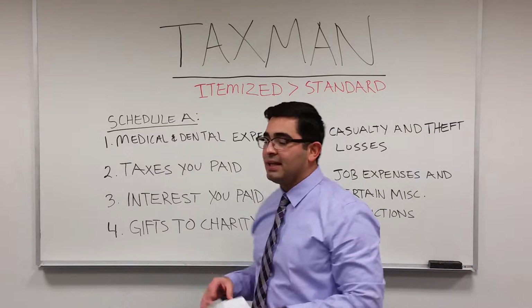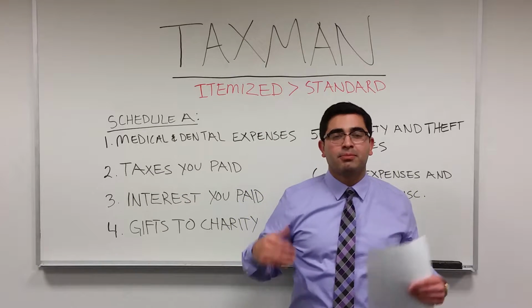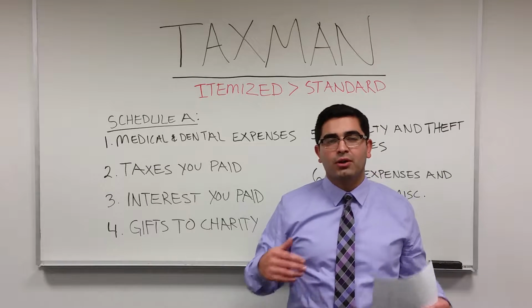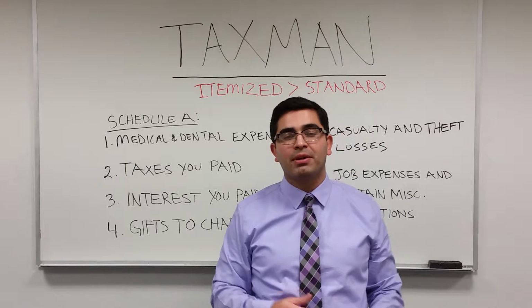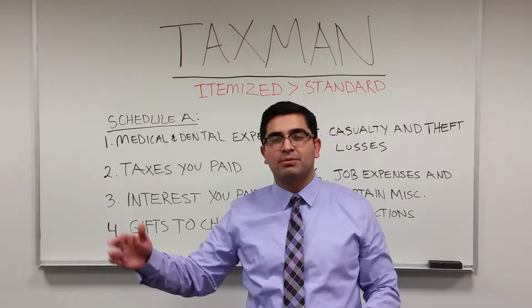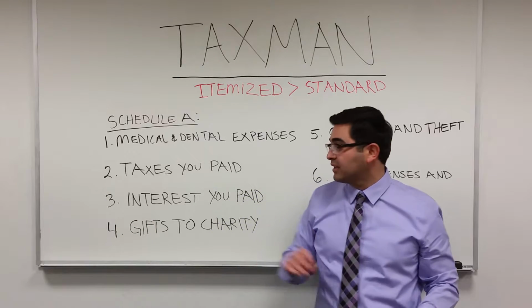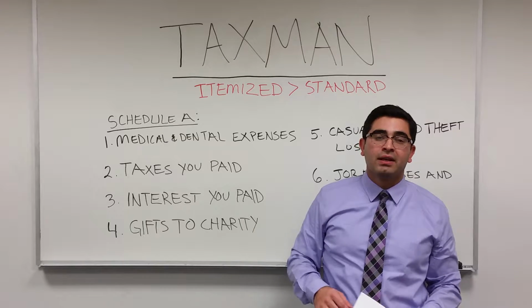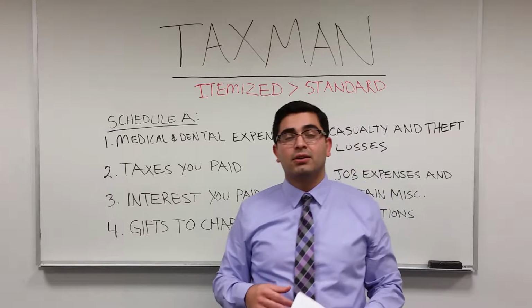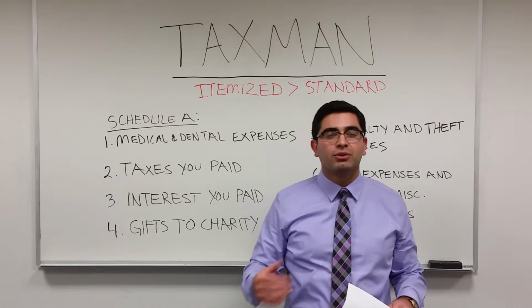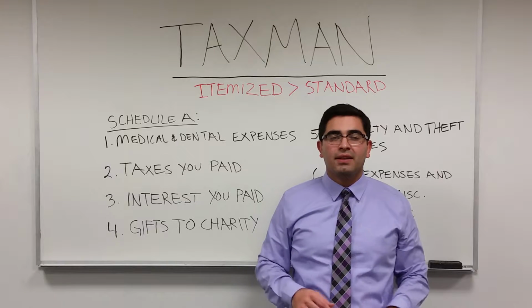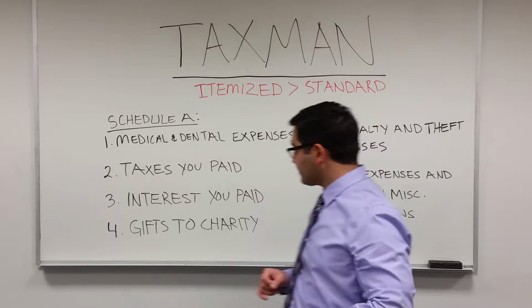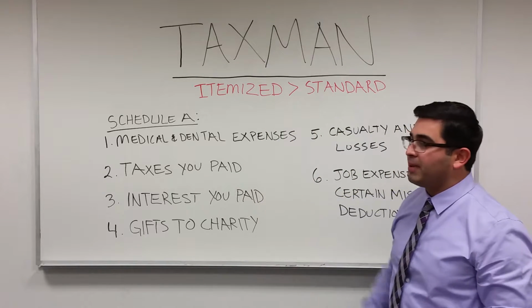Next is taxes you paid. An example of taxes you pay that are deductible would be property taxes. So if you own a home or some type of property and you pay two property tax payments throughout the year, then that's actually deducted on section 2 of the Schedule A. Also, state income tax. So if your employer withholds state income tax throughout the year, then that is also deductible on your Schedule A.